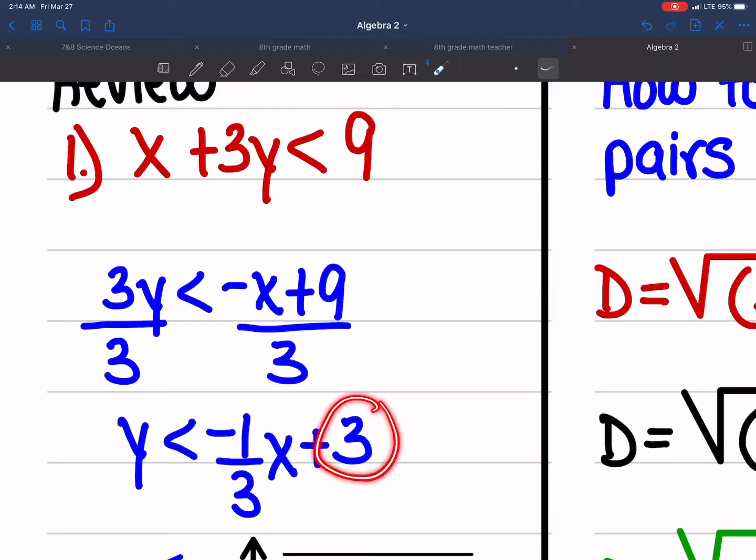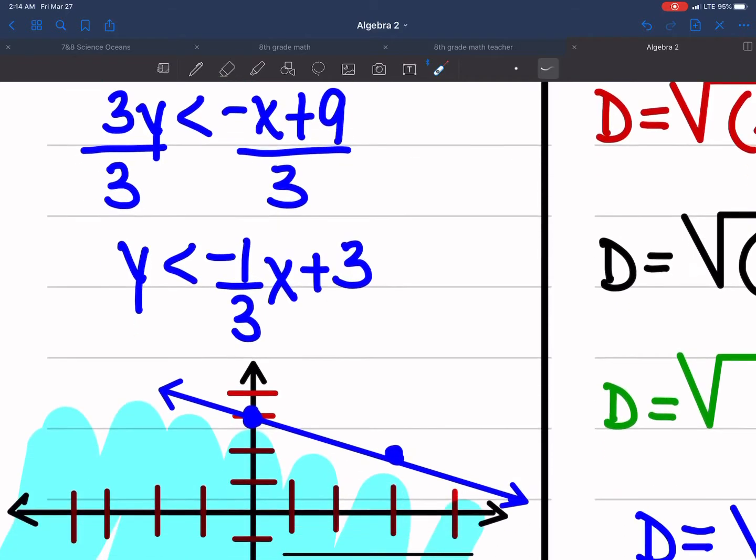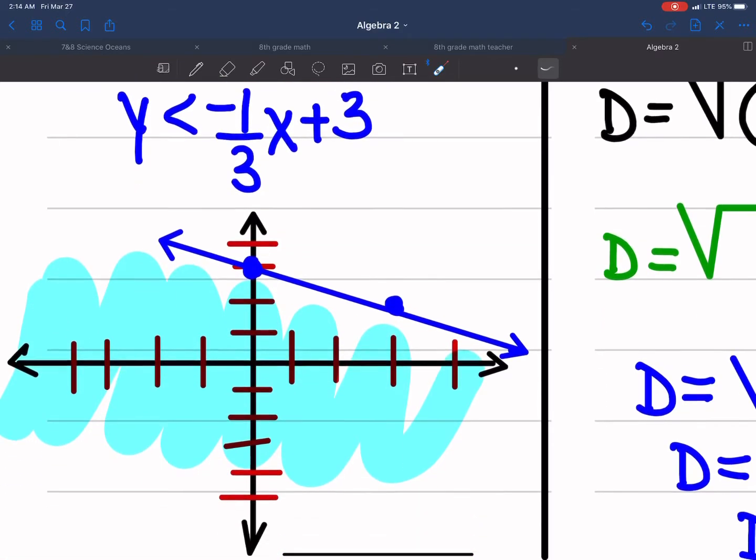That is our y-intercept, and that is our slope. With those two, we can go ahead and graph this line. Now notice that our signs stay the same. They only change when we divide by a negative. So if that would have been a negative 3, we would have changed the direction of our inequality. So we have solved the inequality, and now we're going to graph it.